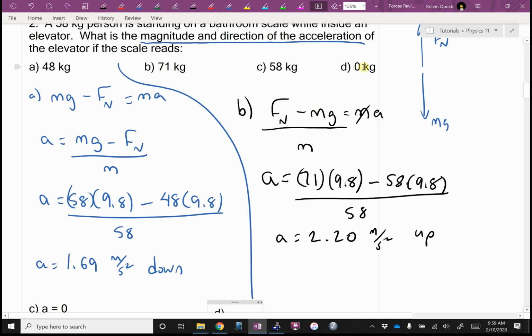What about D? If he reads 0 kilograms, I can tell you exactly what his acceleration is as well because I've experienced it. 9.8. He's in free fall. Has to be in free fall. That's the only way this is possible. So in this situation, the elevator cable has snapped. Or in my situation, I've mentioned I jumped out of an airplane.